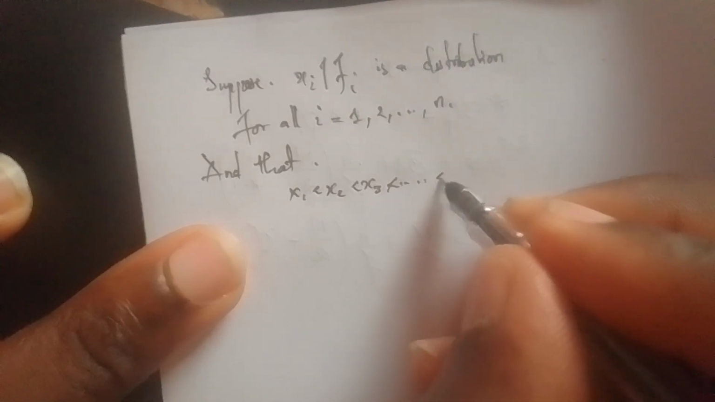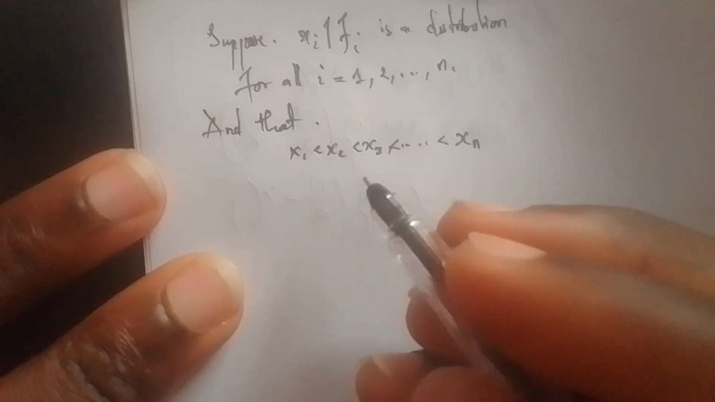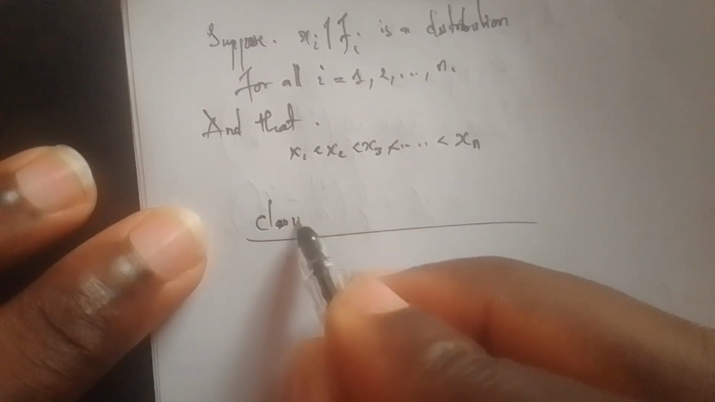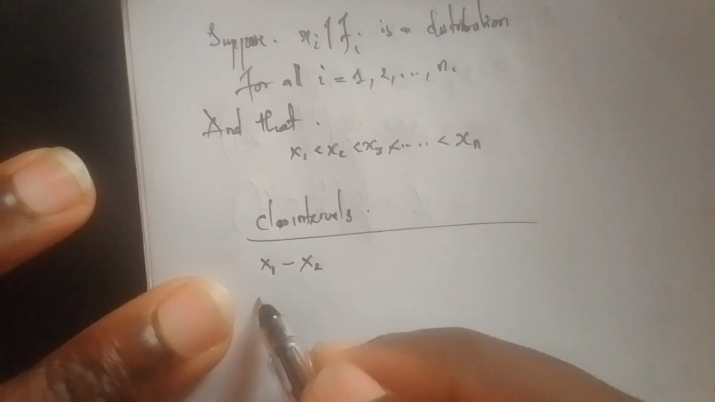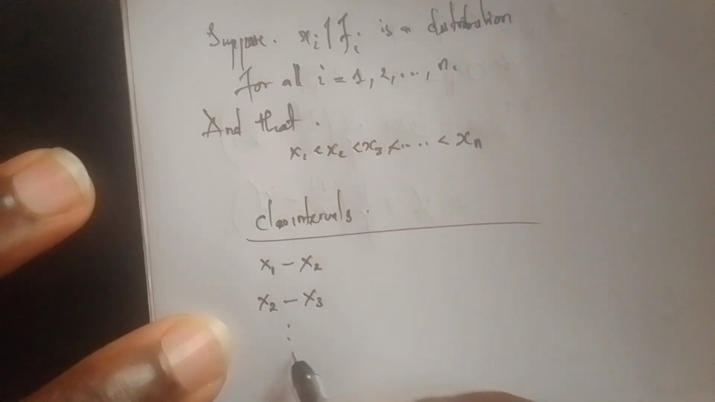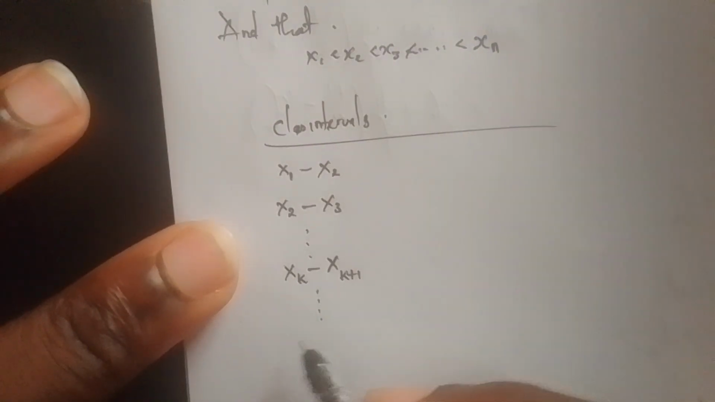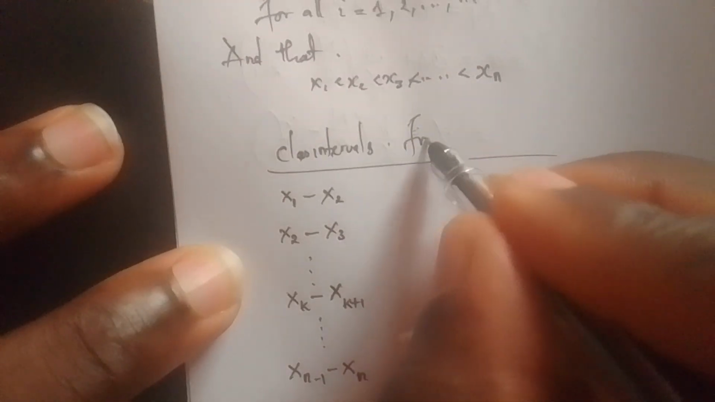less than and so on less than xn. Okay, we can build a class interval out of this, and let's say make a table of class intervals where we have x1 to x2, then x2 to x3, and so on, up to xk to xk plus 1, continuing this way to a certain xn minus 1 to xn with frequencies.